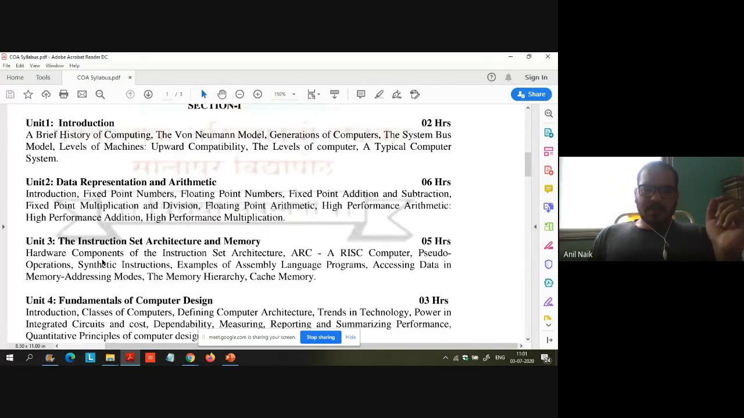Then we'll study instruction set architecture. As I told, the ARC processor, a RISC, is a computer architecture. CISC and RISC, reduced instruction set computer. It is one type of RISC computer, a 32-bit processor, and here we will study the complete architecture. It is similar to the 8086 microprocessor, but here we are not discussing in depth. We are discussing the pseudo operations and the instruction format. We are not studying all the instructions in detail.